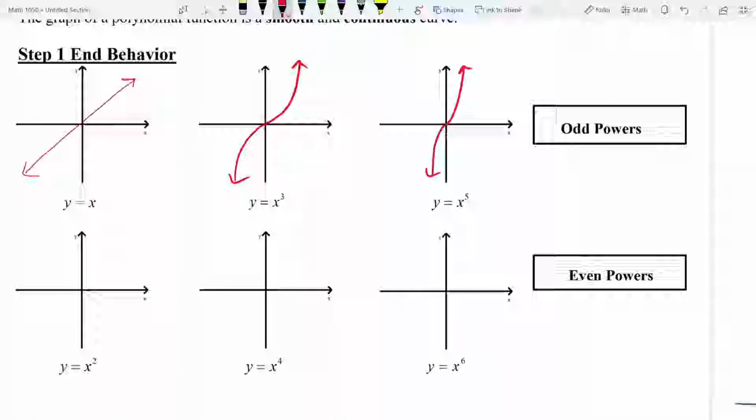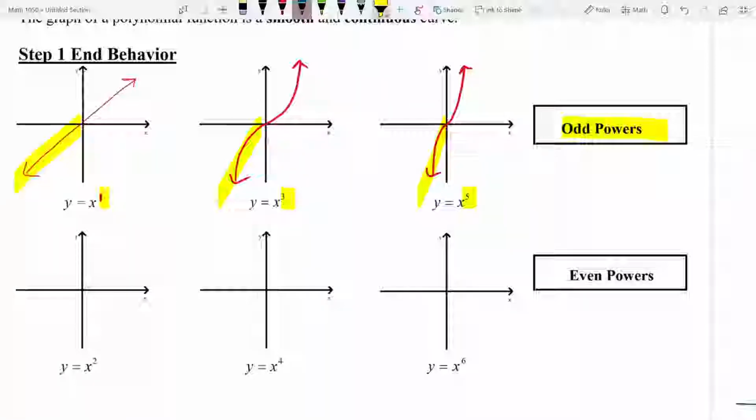Okay? Okay, so everybody look at these things, what they have in common. So this exponent is a 1, and this is a 3, and this is a 5, so they are all odd. Now, I want you to look at the left-hand side. Guys, look what's happening. This left goes down, this left goes down, and this left goes down.